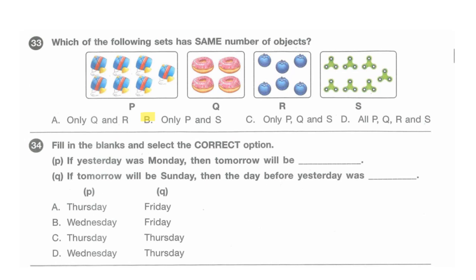Question number 34. Fill in the blanks and select the correct option. P says if yesterday was Monday then tomorrow will be dash. And Q says if tomorrow will be Sunday then the day before yesterday was dash. Option A says Thursday, Friday, B says Wednesday, Friday, C says Thursday, Thursday and D says Wednesday and Thursday. We have to fill in the blanks and select the correct option.